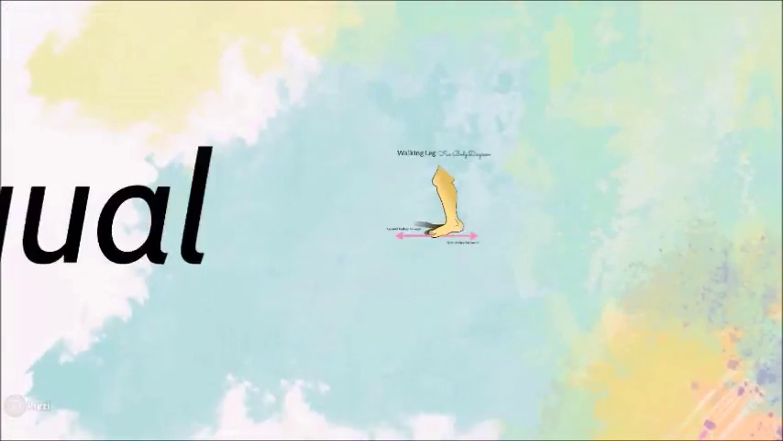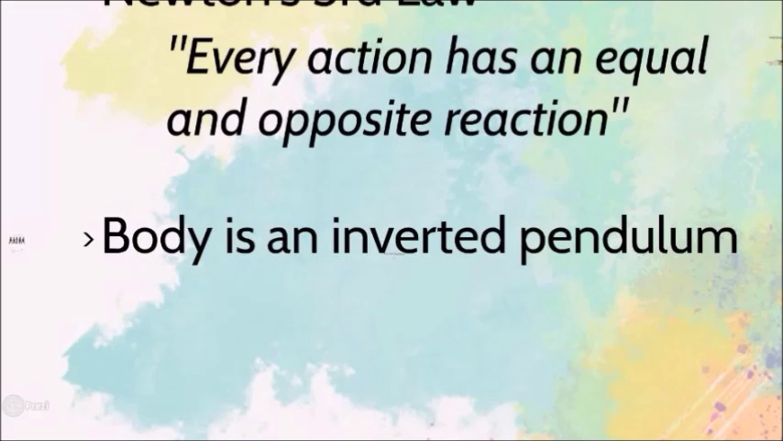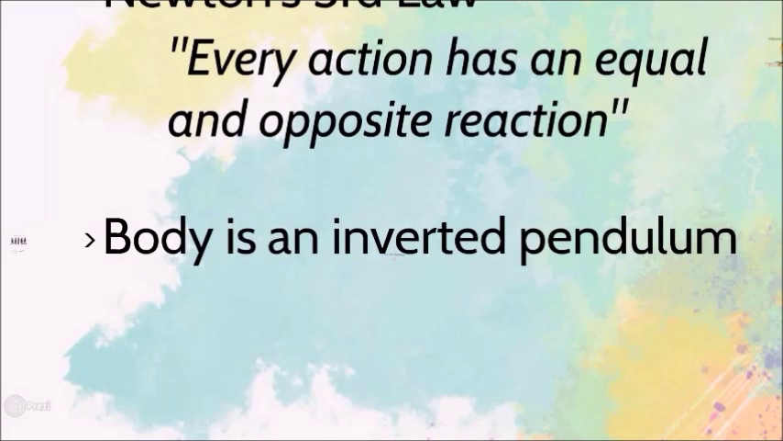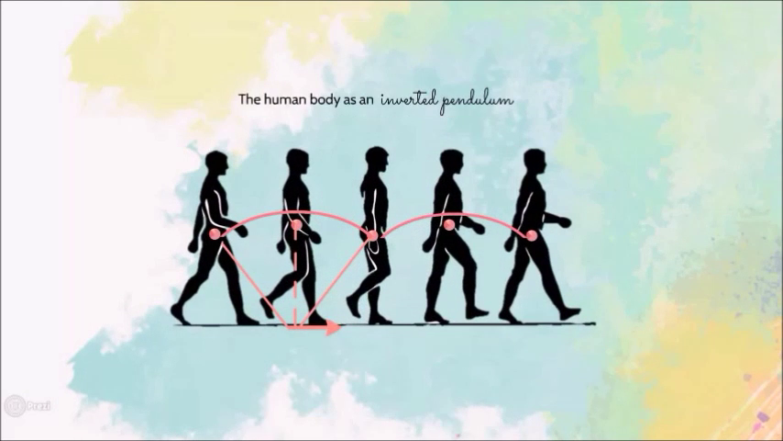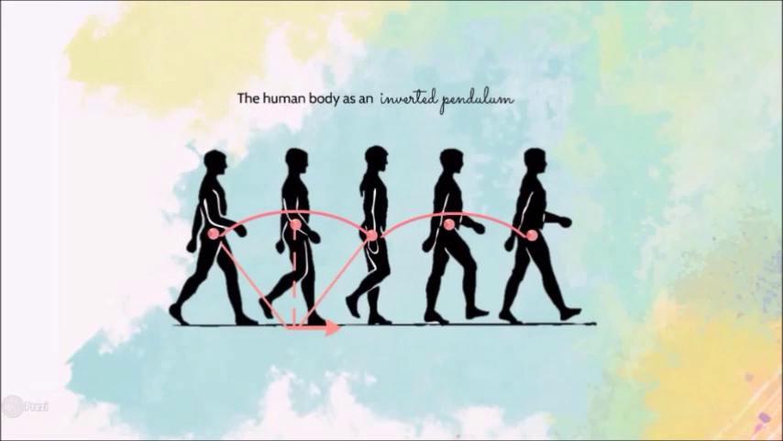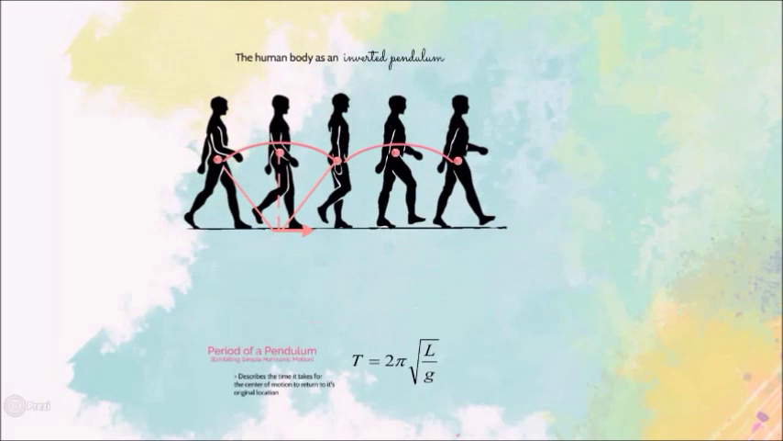Now, here's where things start to get a little complicated. Imagine this: the human body, as we walk, takes the shape of a pendulum, more specifically, an inverted pendulum, with our center of mass as the bob. Simple inverted pendulums exhibit simple harmonic motion if they don't fall over when they move, and typically humans don't fall over when they walk, so we can use the period equation of a pendulum in simple harmonic motion to figure out the speed it takes for our center of mass to return to its original location.